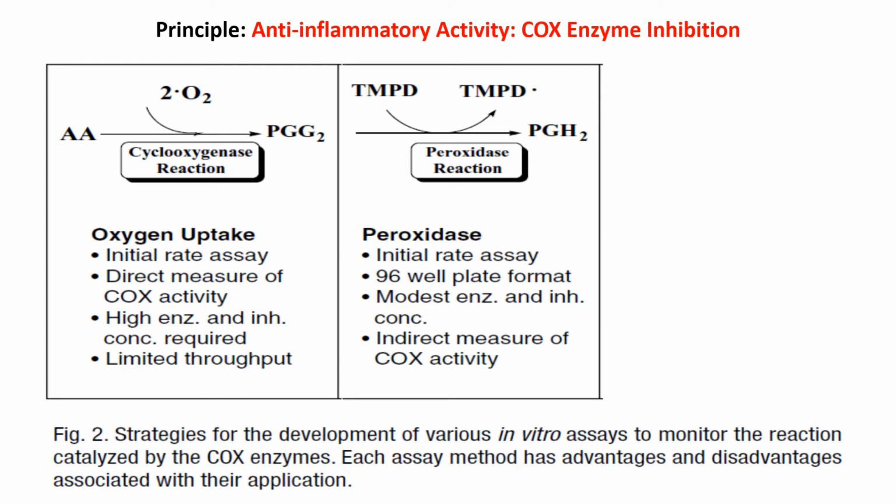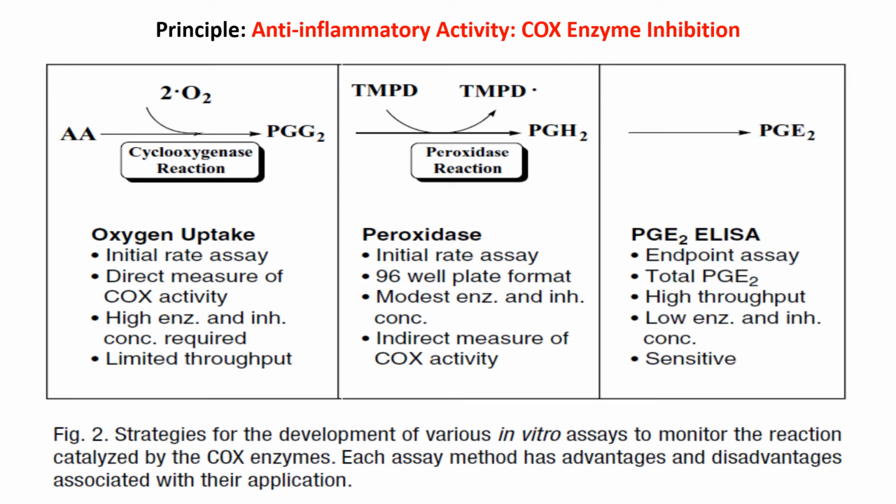Another method is oxidation of TMPD. TMPD is a chemical which upon oxidation gives a color, and the oxidation of this TMPD is done by the COX. COX is a dual enzyme. It oxidizes arachidonic acid to form PGG2, and further the same COX causes peroxidation of PGG2 to PGH2. Now peroxidation of PGG2 to PGH2 is done in a test tube, and during this peroxidation it can also convert TMPD to oxidized TMPD. So now the oxidized TMPD has a color. This color is measured at 590 nanometers by colorimetry.